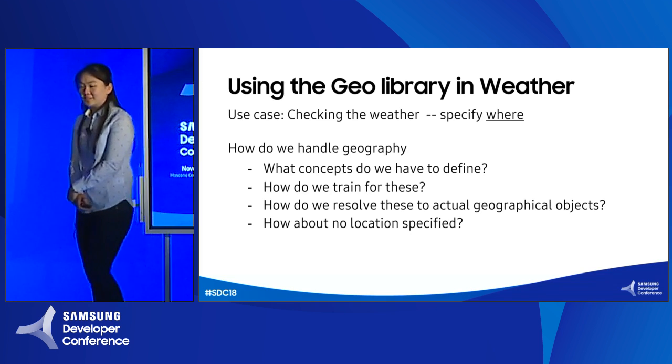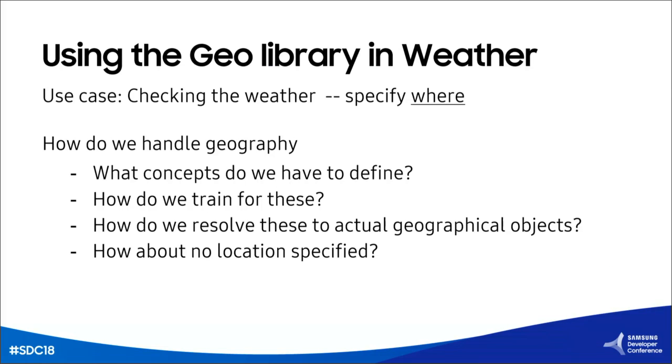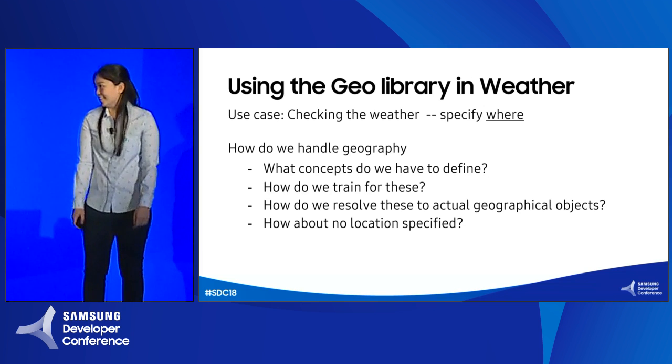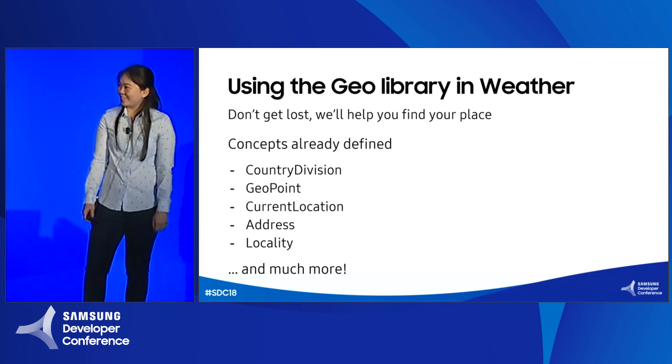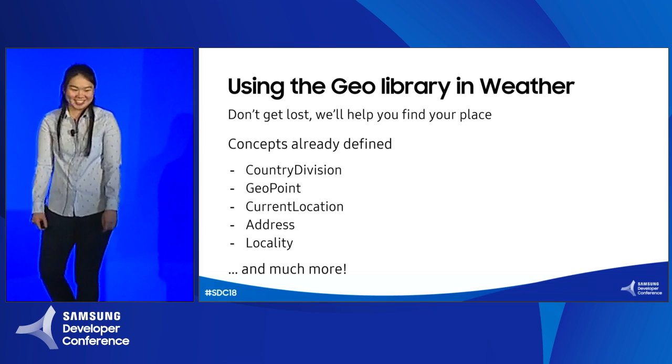And how do we handle this? What concepts do we define? How do we train for these? How do we resolve these to actual geographical objects? What do you do when there is no location specified? I'm feeling kind of lost here. Well, you shouldn't be. We'll help you find your place with the geo library capsule.